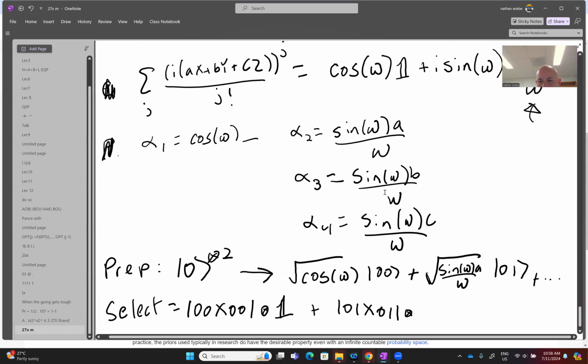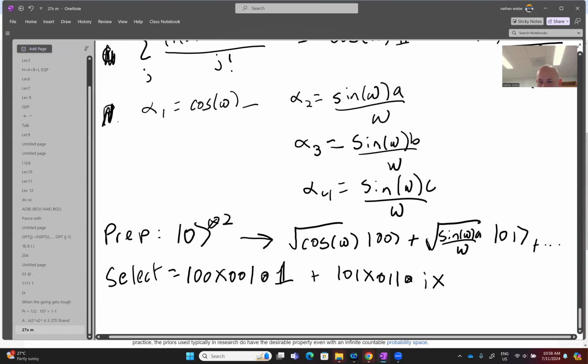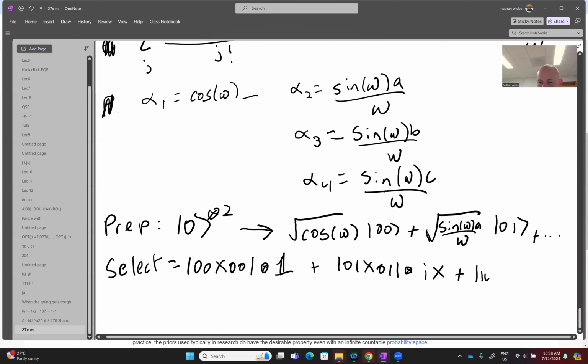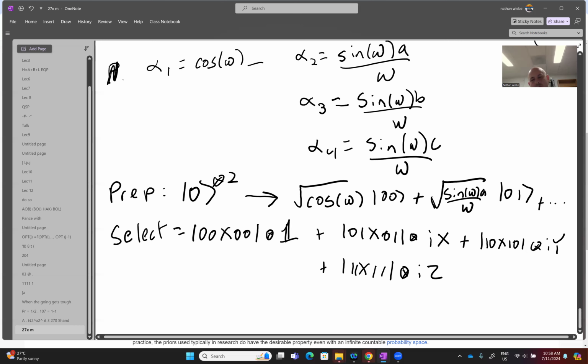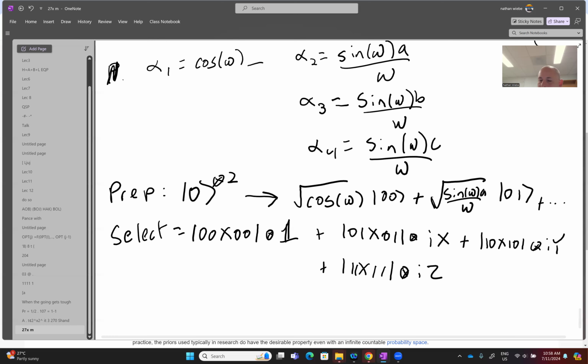So we will have I x for that, plus 1, 0, 1, 0, tensor I y, plus 1, 1, 1, 1, tensor I z. Okay, cool. So now this is one way that we could do it, but the problem is just a question of how we are going to carry out all of the i's that we get multiplied by each of these individual terms.